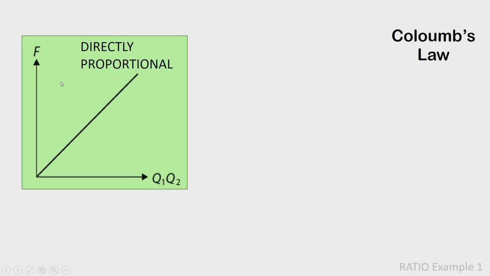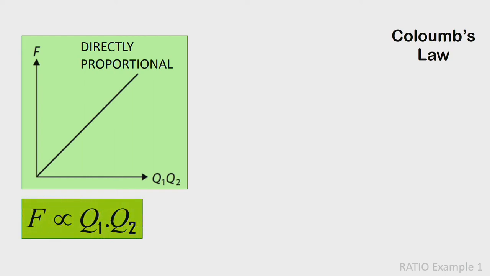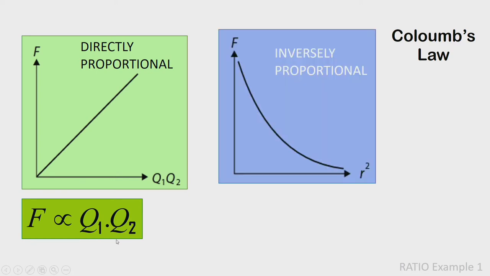And the way we write it is we say the force is directly proportional to the product of charge one and charge two. Number two, we say that the force and the square of the distance are inversely proportional. That means if the radius is small, I get a huge force. If the radius is very huge, I get a small force. And this is the way we write the proportionality. We say that the force is inversely proportional to the square of the radius.